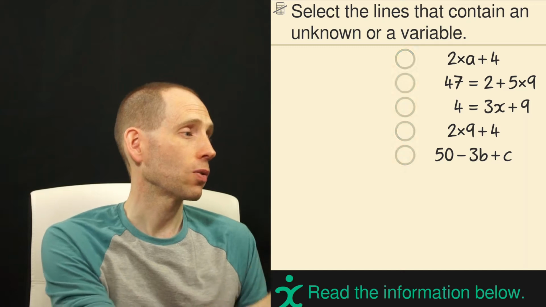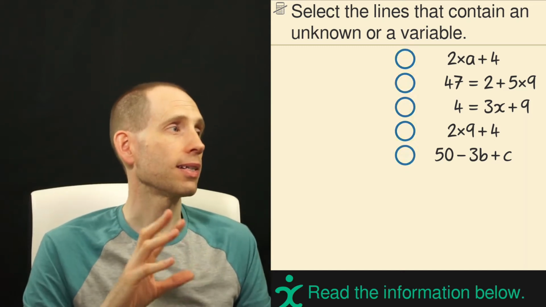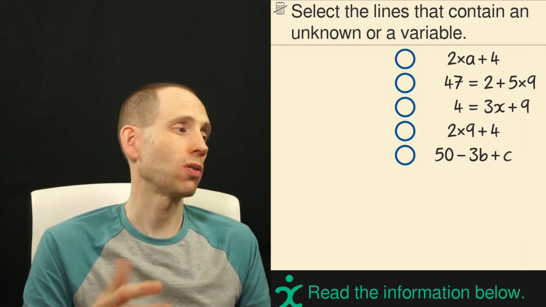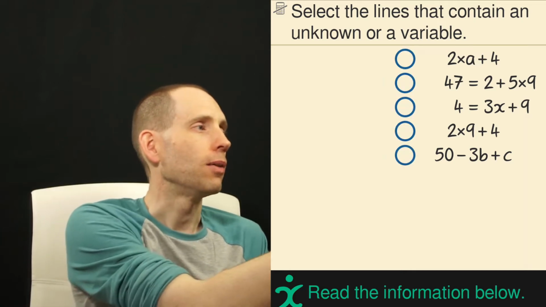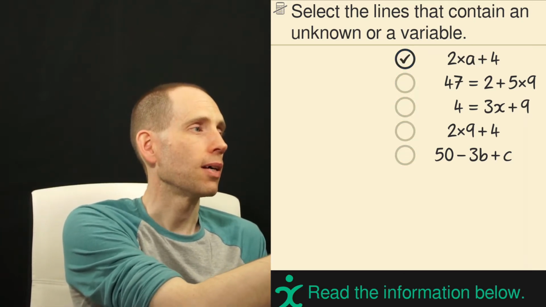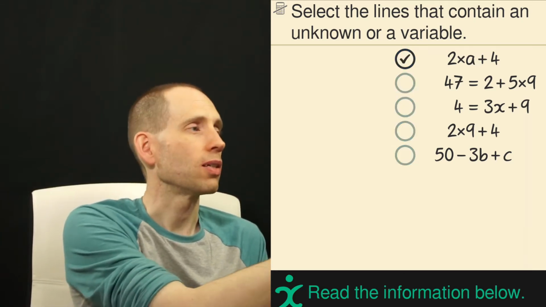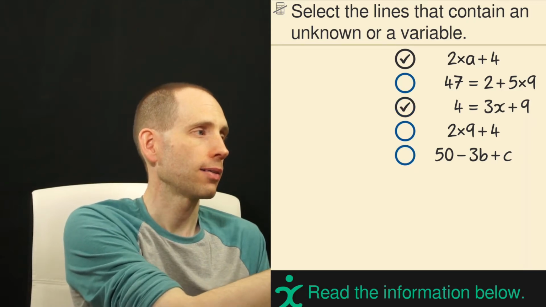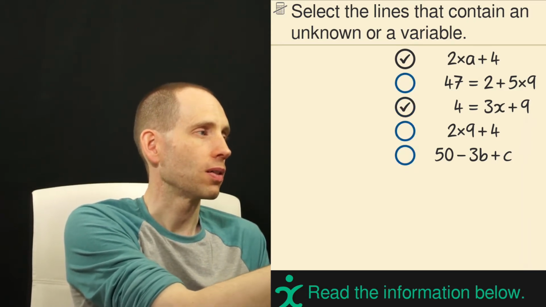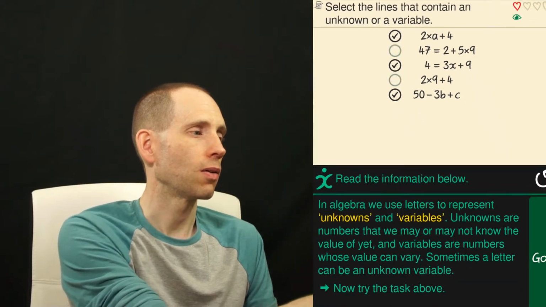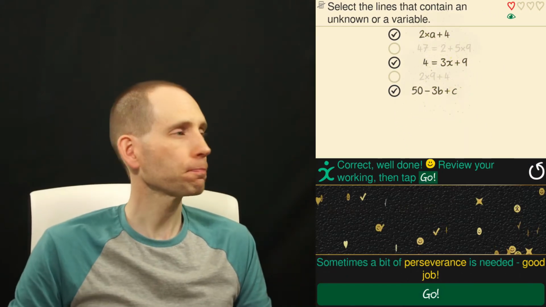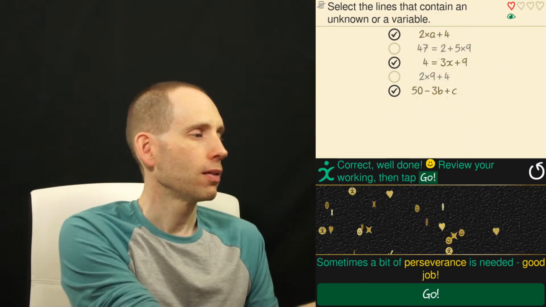So let's have a look at this question. We need to select the lines that contain an unknown or a variable, so the ones with letters in. So that top one has the letter A. That one's just got the numbers, the digits that we're familiar with. That one's got an X. Then that's just numbers, and that one's got a B and a C. So I'm going to select those ones. There we go.